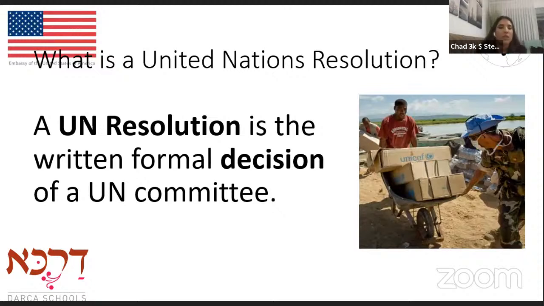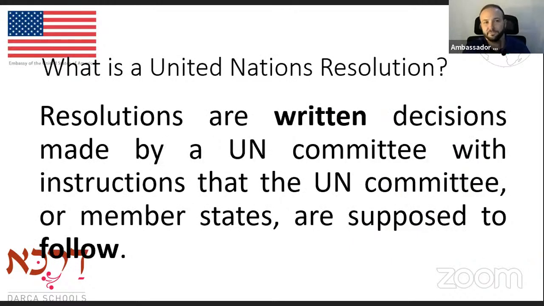What is a United Nations resolution? A UN resolution is the written formal decision of a UN committee. Wonderful. So it's the written decision of the committee. Okay, Stephanie, please keep going.